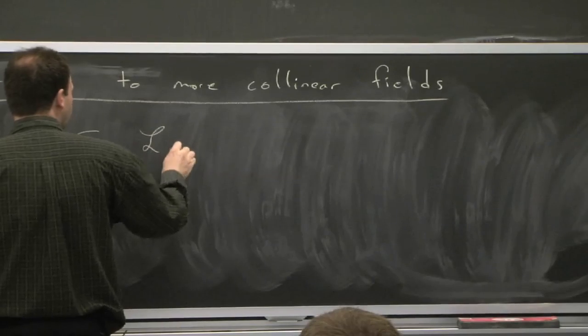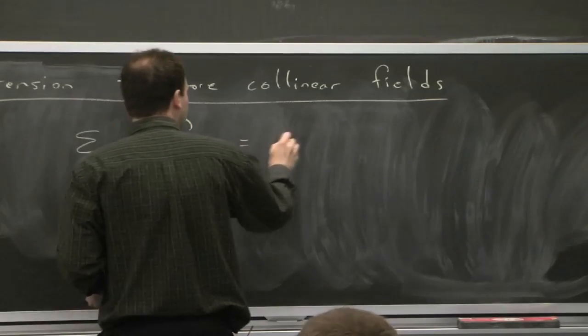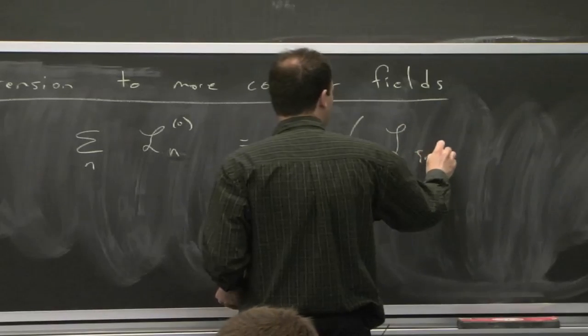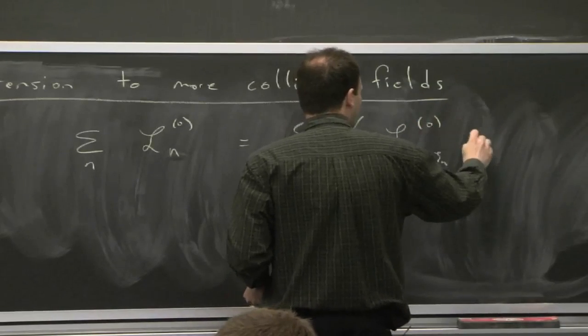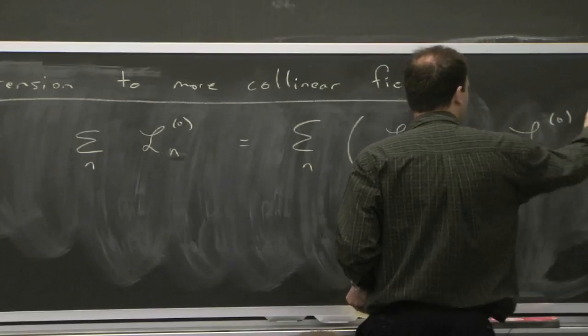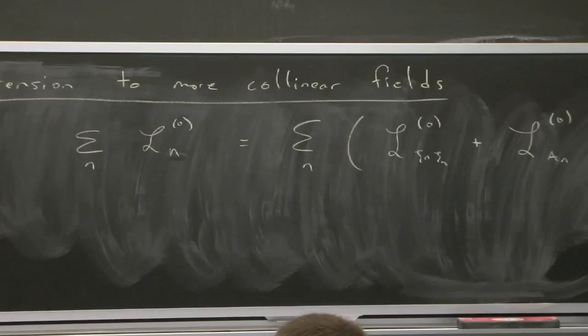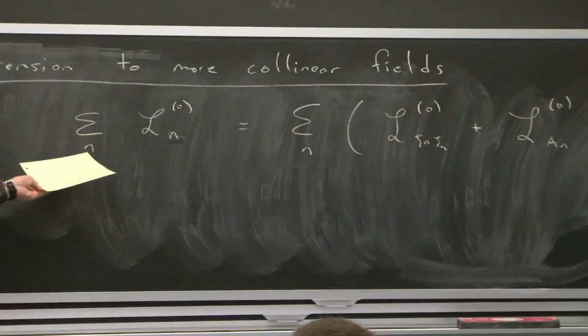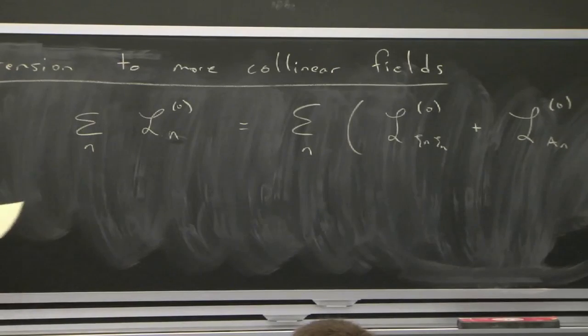Well, let me call it Ln0, which is the fermion piece plus the gluon piece. And we sum over n. We have to sum over all n's, which are corresponding to individual distinguishable collinear fields. So the question is, what does it mean, sum over n? What is the distinction between collinear fields?